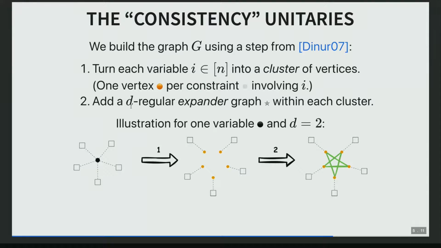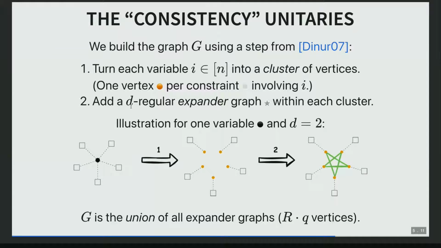So here we have, let's say, one variable i in black, and it's attached to 5 constraints. It's involved in 5 constraints. We're going to create 5 vertices, they're in orange. And then we're going to add an expander graph that's in green. We're going to do this for all variables. So G is going to be the union of n different expander graphs. But note that it has R times Q vertices. R is the number of constraints, and Q is the uniformity. So we're going to create this graph.